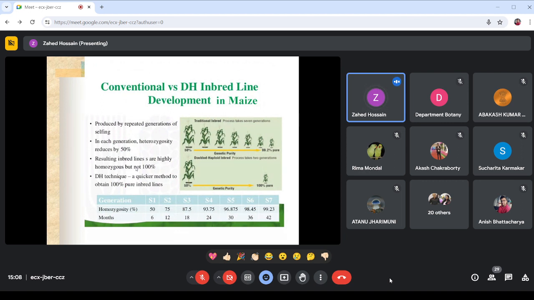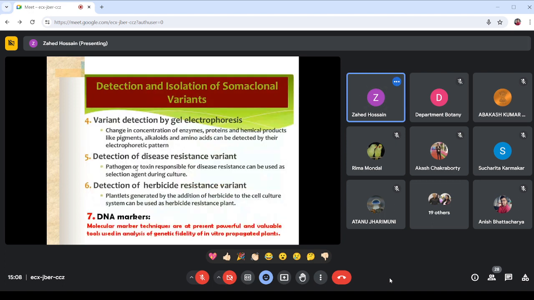The advantage of raising this double haploid is that within a very short time, within 2 years, you can raise a homozygous line. Because homozygosity can be achieved within 2 years: the first year you can dedicate to raising the haploid plant. In the next year you can just double the chromosome number using the colchicine, so you will get the double haploid. Once you get the double haploid, you will achieve the homozygous line. Whereas conventional breeding techniques take 5 to 6 years to develop these homozygous lines.